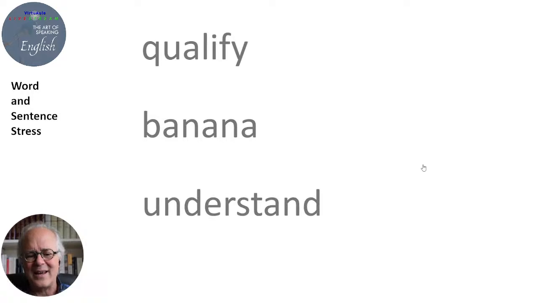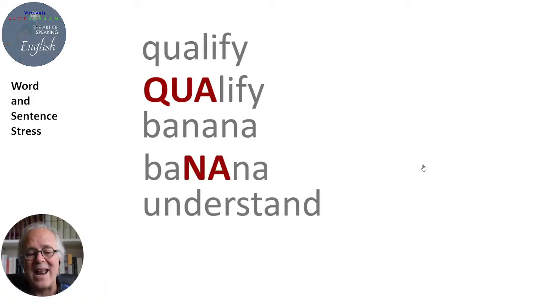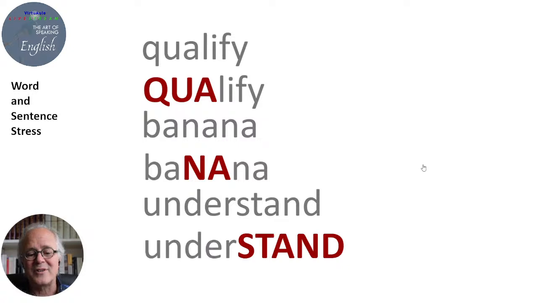Qualify, banana, understand. Okay, all of these words have three identifiable syllables, and one of the syllables in each word is a little bit louder, okay? It's a little bit more stressed. Listen again. Qualify, banana, understand. Okay, sometimes you can hear this clearer. It depends on the speaker, it depends on the situation, but definitely there is one syllable that is stressed.